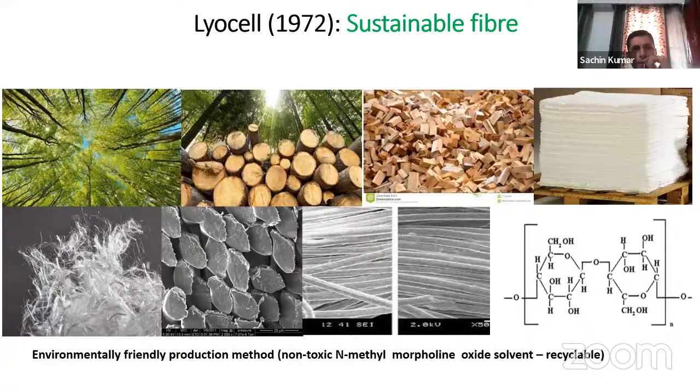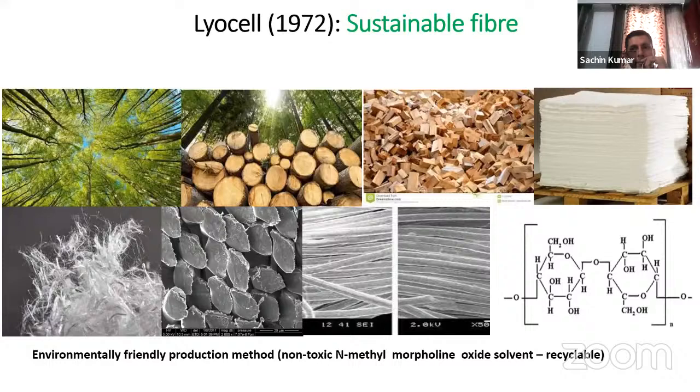Another sustainable fiber, a very good improved version of viscose, is lyocell. Again, a similar process is used for obtaining the wood pulp, but the next dissolution process is totally changed. We use a special eco-friendly solvent that can be recycled, basically N-methylmorpholine N-oxide solvent, which can be used multiple times. That is why this is called a sustainable fiber.